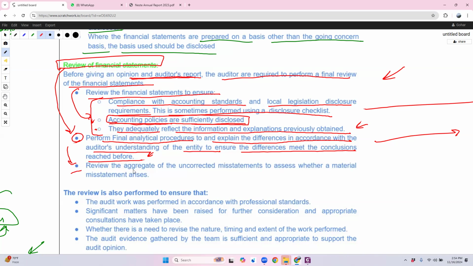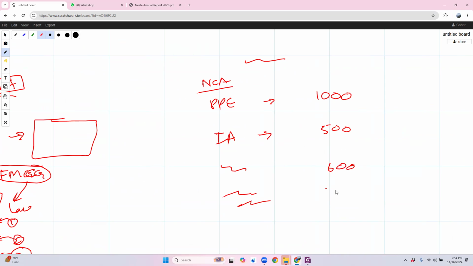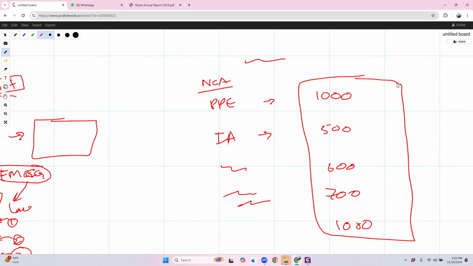Then comes the third thing. Review the aggregate of uncorrected misstatements to assess whether a material misstatement arises. Okay, this is an important one now. You were auditing a company and you identified that within non-current assets, the property, plant, and equipment, I told the management to correct $1,000 of misstatement. Within intangible assets, I told the management to correct $500 of misstatement. Within all the different things, I told management to adjust 600, 700, 1,000. Individually, these are the misstatements that the management has yet not corrected, and they are saying that we will not correct them, because they're immaterial.